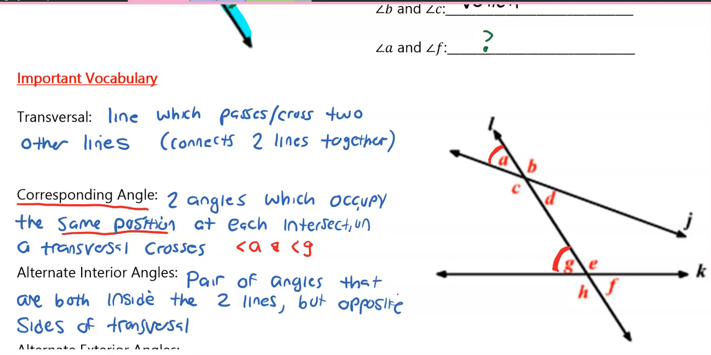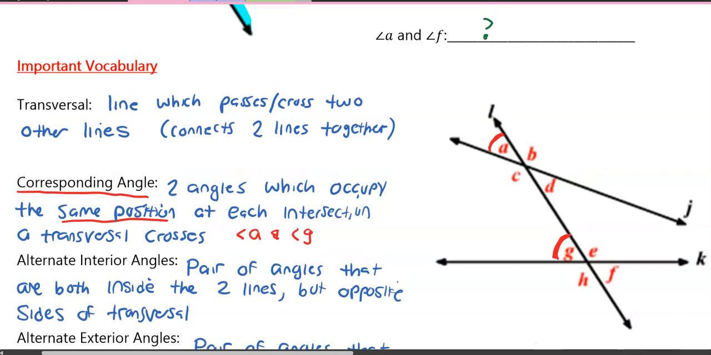Now, what are some other ones here that we could use? Angle B would be corresponding with angle E because they're both to the right of the transversal and above their lines. Remember, lines are just going to be the other lines that make the intersection. C and H are corresponding, and lastly, D and F are going to be corresponding.